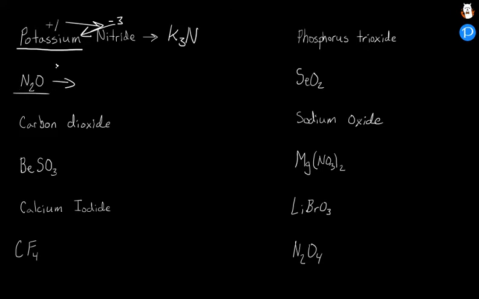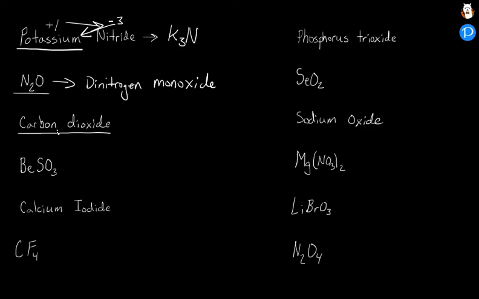Next one, N2O. Is this ionic or covalent? I've got nitrogen and oxygen. Those are both nonmetals, and so this is covalent. So I'm going to use the Greek prefixes in writing out the name for this. So I've got 2 nitrogens, so that's going to be dinitrogen. And then I've got 1 oxygen, so I'm going to use the mono prefix. So monoxide, dinitrogen monoxide.